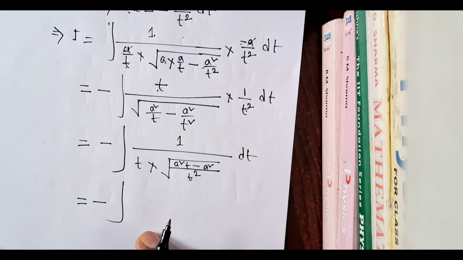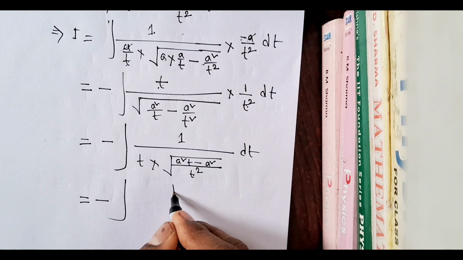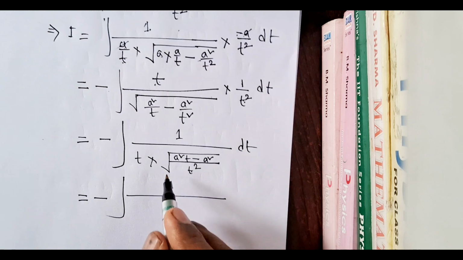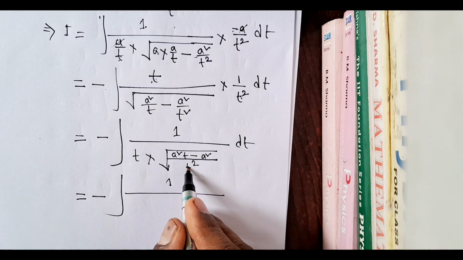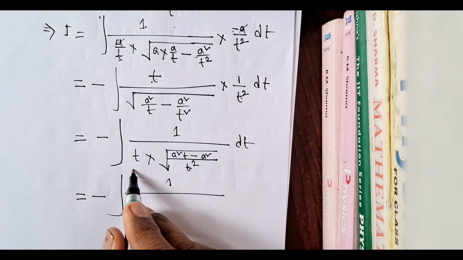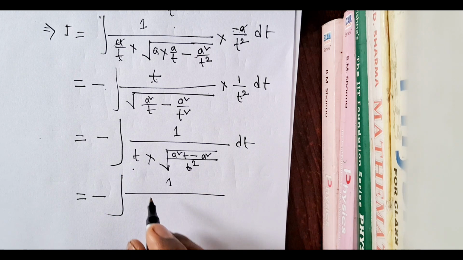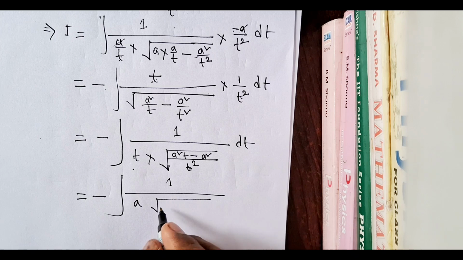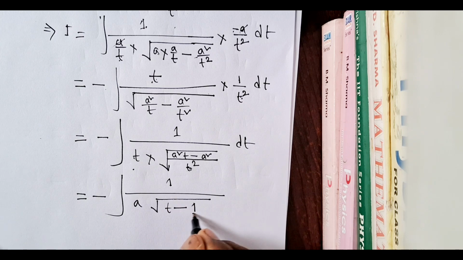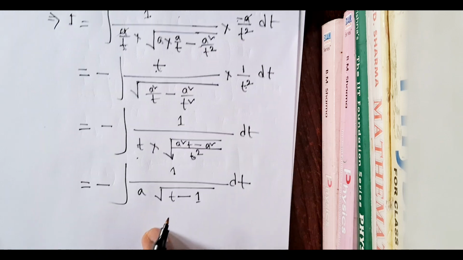integration of 1 by, so from root over, if you take t square out, it will come out as t, this t and this t square when you take out will cancel out, and a square, let me write a here, under root of t minus 1, under root of t minus 1 dt. Let me repeat this line.